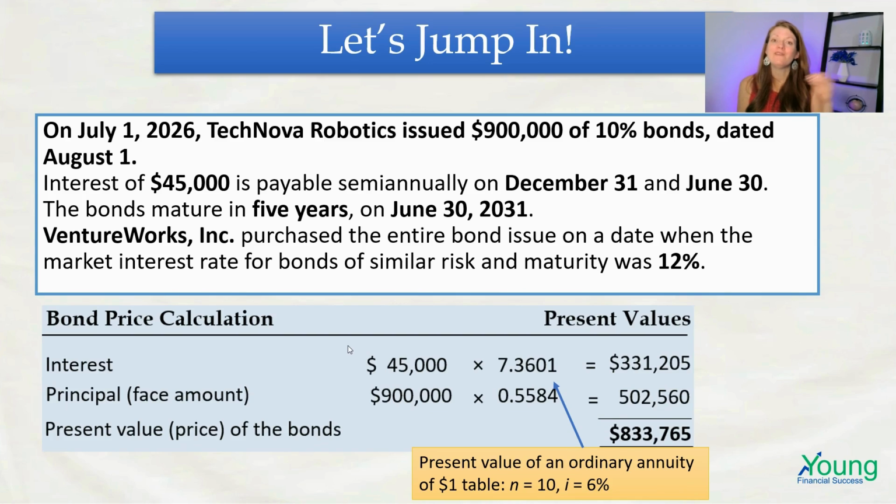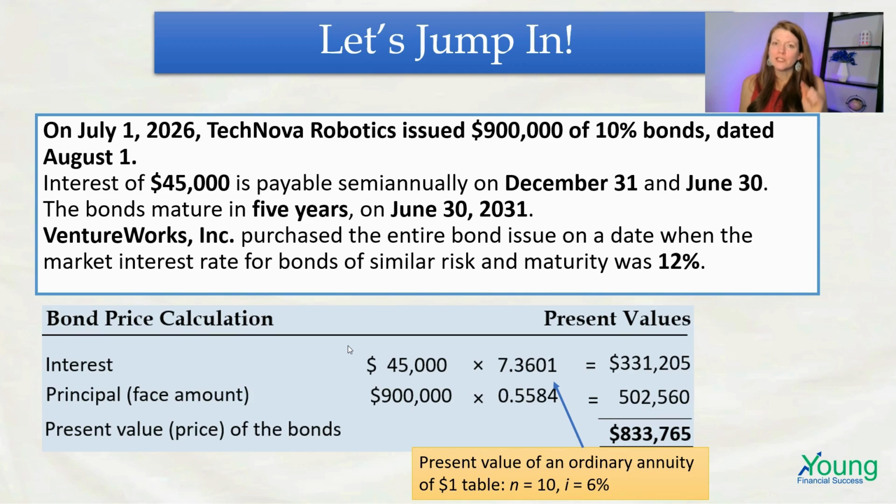So we use the PVA table, present value of an annuity. Now, here's the numbers that we use in order to find that factor. We are going to use 10 periods because it's 10 payments over the 5 years.